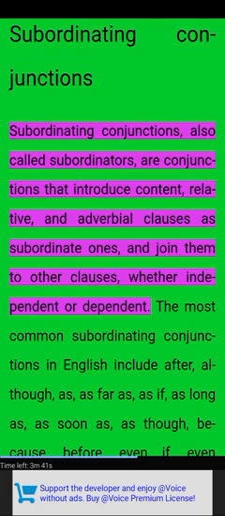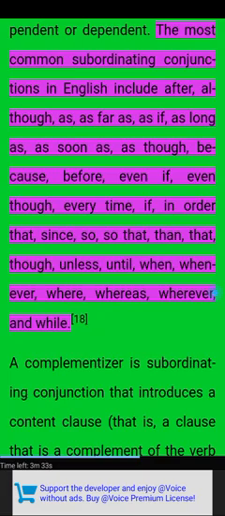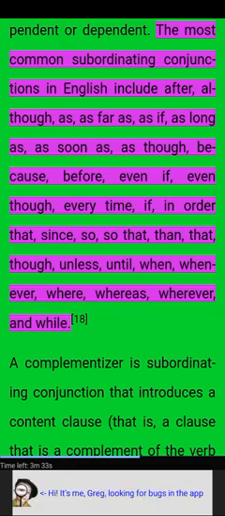Subordinating conjunctions, also called subordinators, are conjunctions that introduce content, relative, and adverbial clauses as subordinate ones, and join them to other clauses, whether independent or dependent. The most common subordinating conjunctions in English include after, although, as far as, as long as, as soon as, as though, because, before, even if, even though, every time, if, in order that, since, so that, than, that, though, unless, until, when, whenever, where, whereas, wherever, and while.